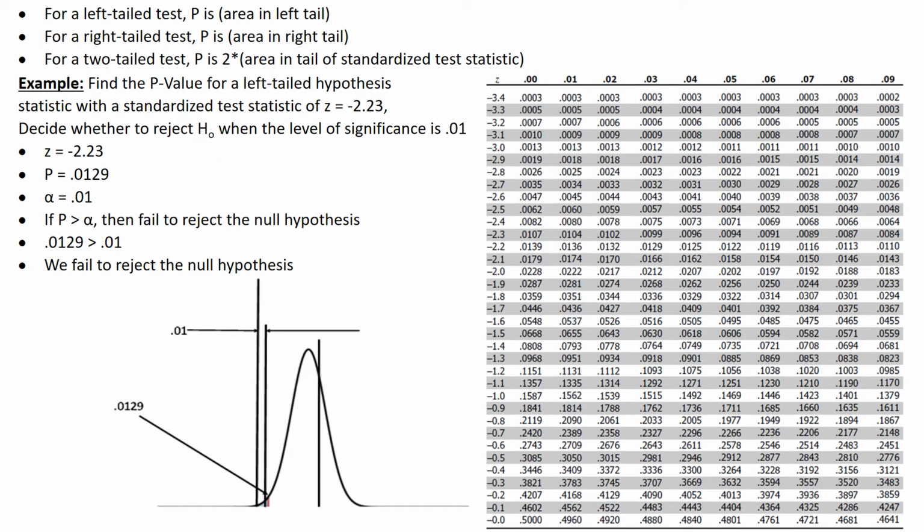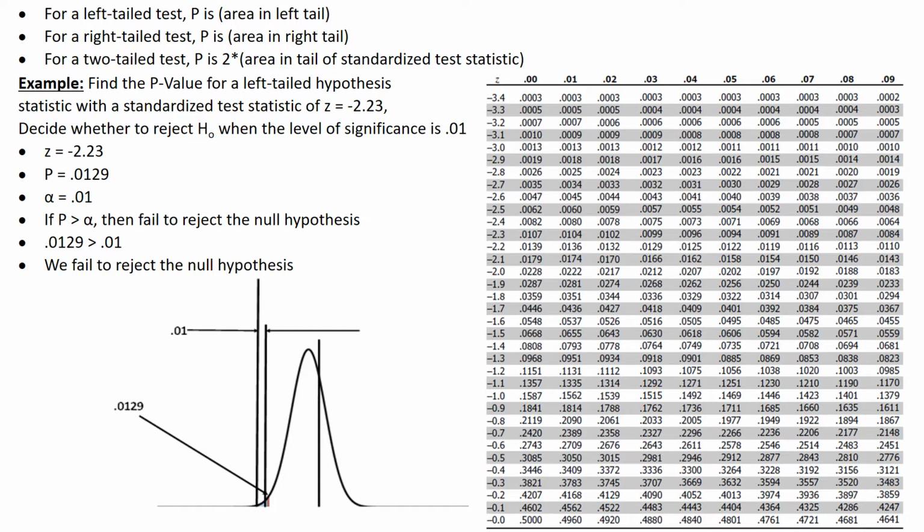Now we'll put some practical use here. What I have here is a bell curve. I actually got the sheet right here for less than 50%, negative z-scores. Find the p-value for a left tail hypothesis statistic with a standardized test statistic of z equals negative 2.23. Decide whether to reject H naught when the level of significance is 0.01.